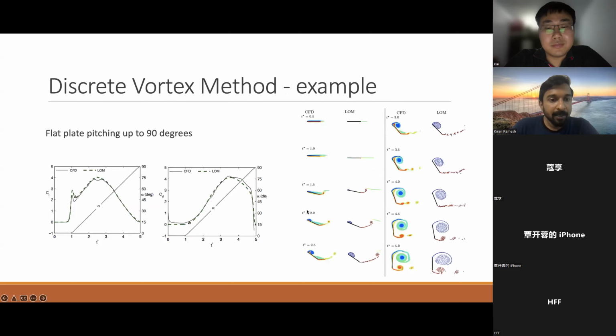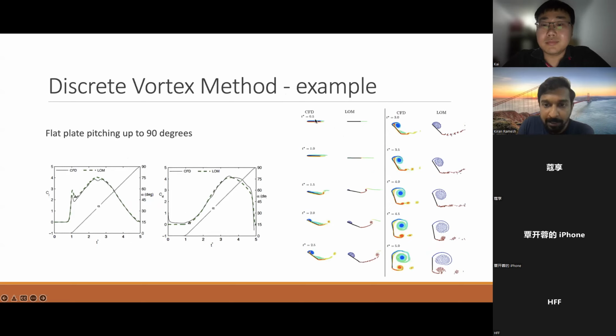So let's look at a demonstration of this. So we have a flat plate pitching up to 90 degrees, and we are comparing the LDVM against CFD data. So looking at the lift and the drag, we can see that we are getting a very good approximation to CFD using this very simple discrete vortex model. And let's have a look at how the flow is modeled by our LOM or low order model.